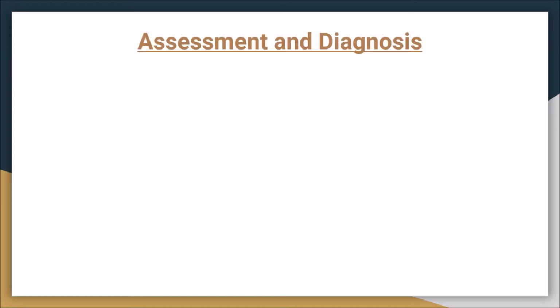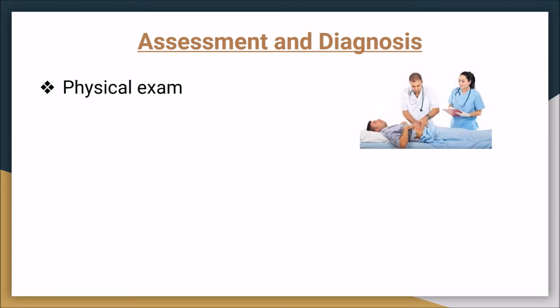Assessment and diagnosis of peptic ulcer disease. Doctors will usually perform a physical exam by pressing on the stomach to check for bloating, tenderness, and pain. However, since the physical exam doesn't always give conclusive results, they conduct other tests to check if the patient has H. pylori, and this can be done through a set of different tests.